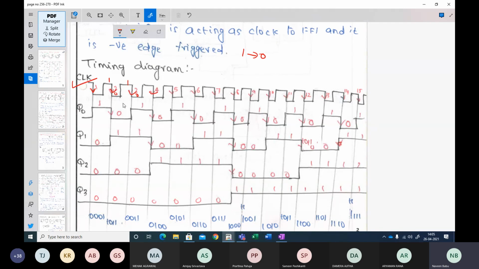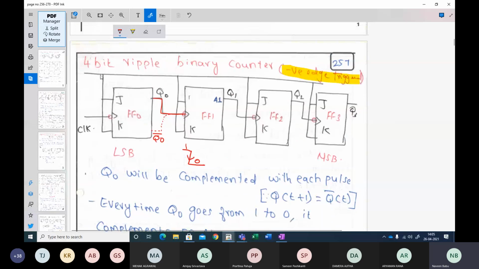Whenever you have a negative edge triggered clock, you see here that the first is your Q0 output. Whenever you have a clock edge here, the output you will get will be this Q0. Only this negative edge triggers this particular output. Likewise for the next 3 flip-flops. Whenever you have a falling edge clock, your Q0 output goes high. And whenever your Q0 output goes from 1 to 0, your Q1 goes high.